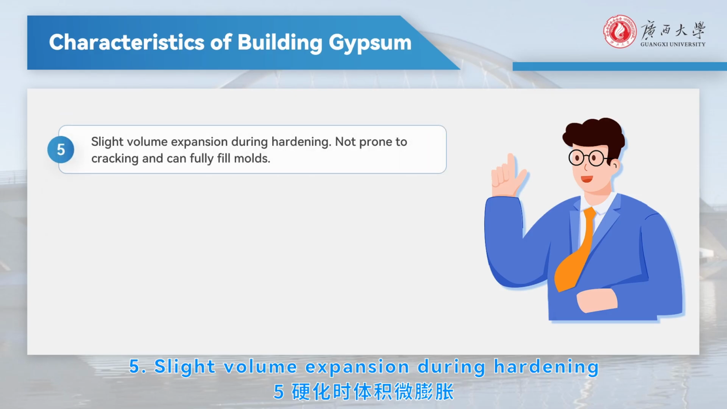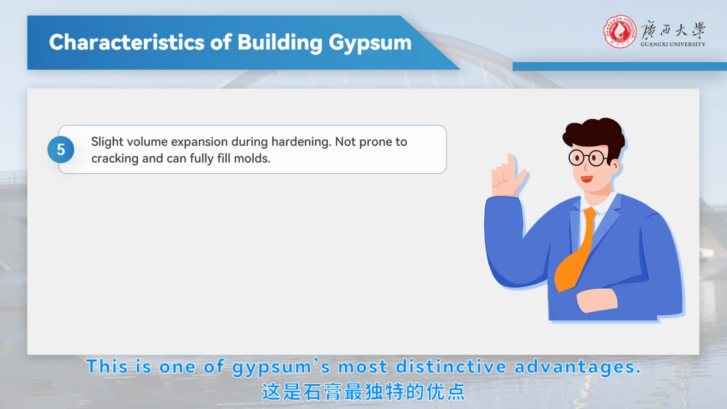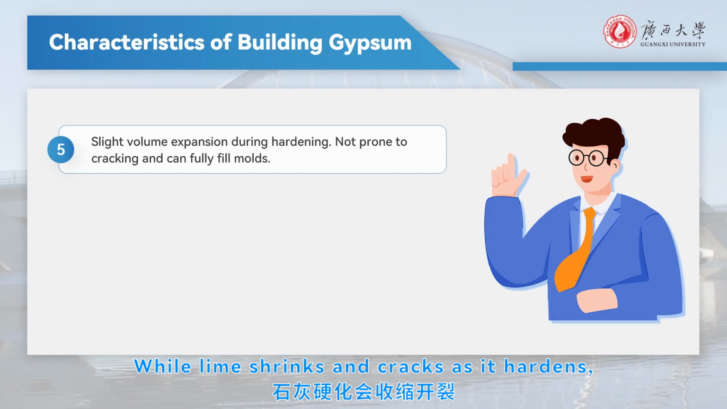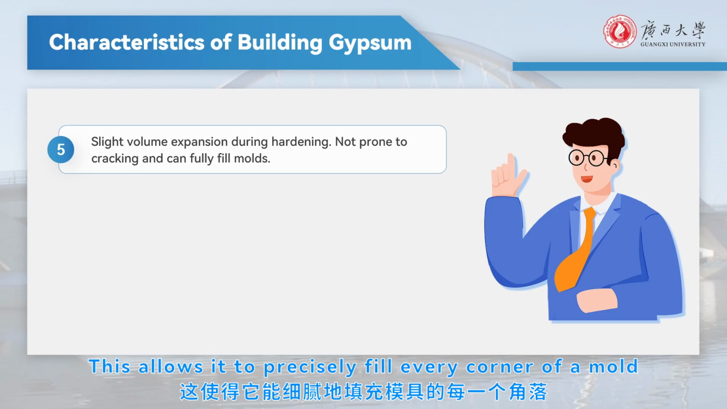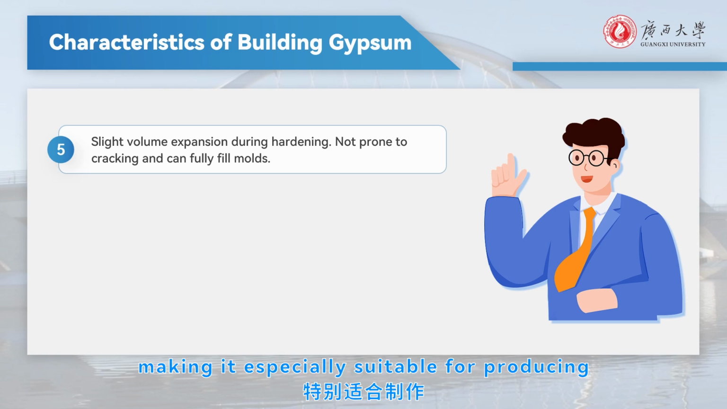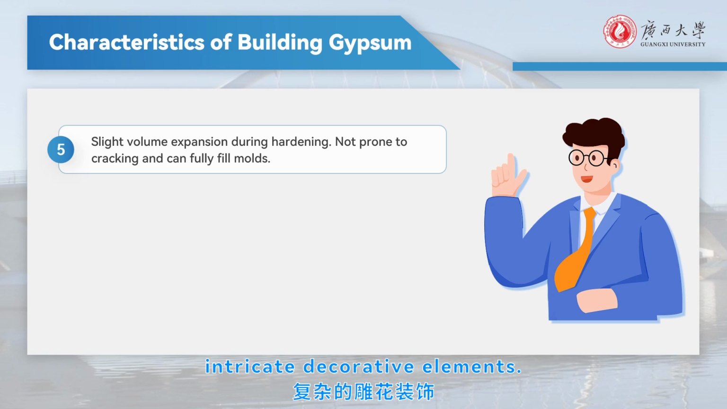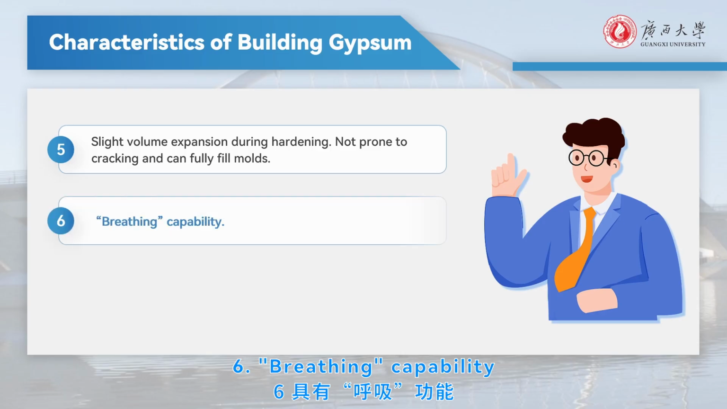5. Slight volume expansion during hardening. This is one of gypsum's most distinctive advantages. While lime shrinks and cracks as it hardens, gypsum expands by about 1% in volume. This allows it to precisely fill every corner of a mold without cracking, making it especially suitable for producing intricate decorative elements.